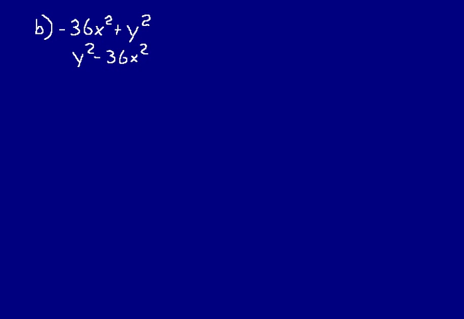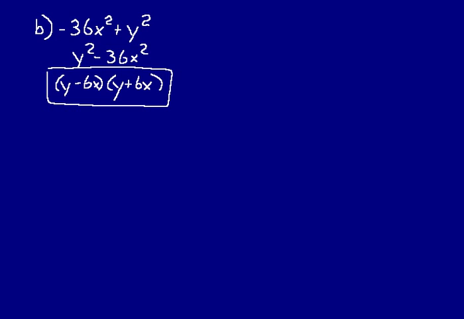And so let's go ahead and factor it out. So we put a y here and a y here. And then we could put a plus 6x or a minus 6x. It doesn't matter if we put the plus or the minus first. It's just that we have to have opposite signs there.